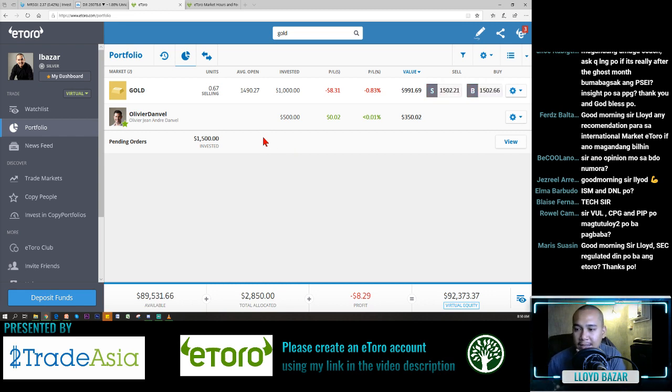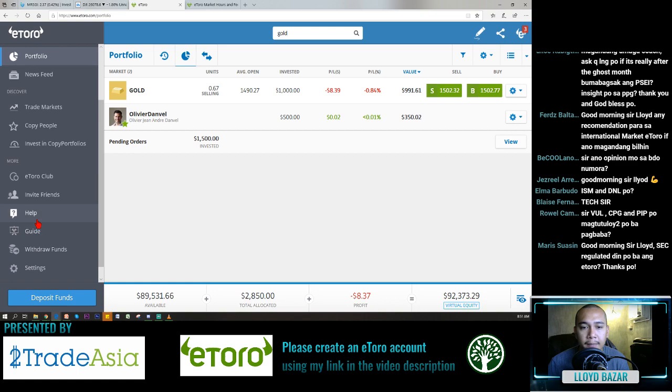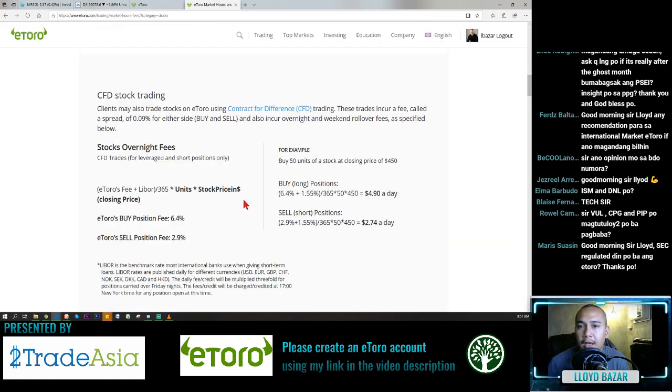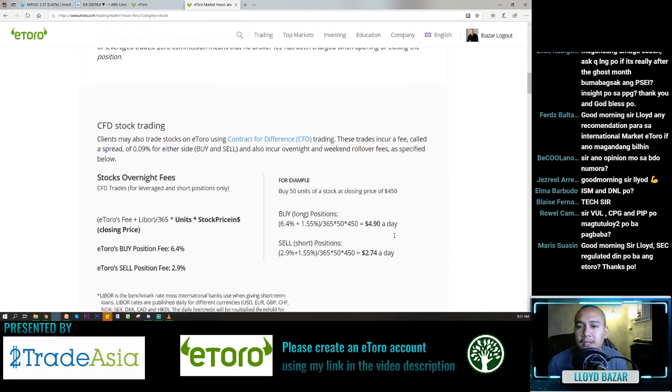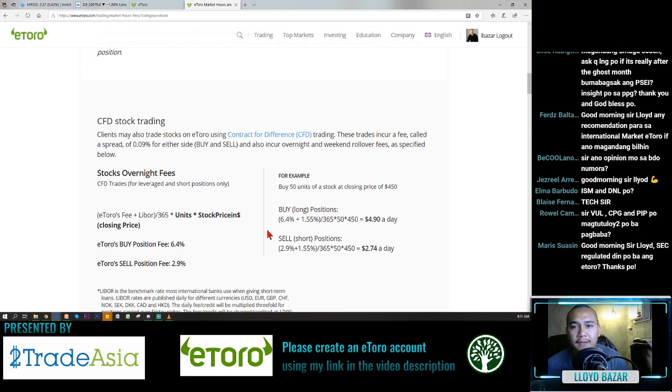Kasi ang dami natatakot sa eToro because of the charges. How much is eToro charging? So, CFD, this is under eToro's help. You can reach here by going to help sa eToro profile, then click on market hours and fees. I am now into stocks kasi iba-iba po ang commodities, cryptocurrencies, currencies. Ito yung mga forex, ETFs, indices, and stocks. So I'll go to stocks just to compare Philippine stocks trading and CFD stock trading.